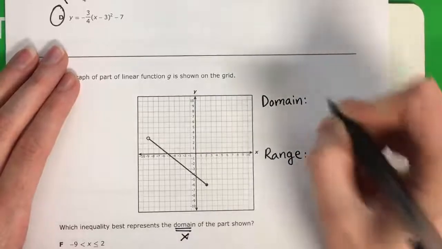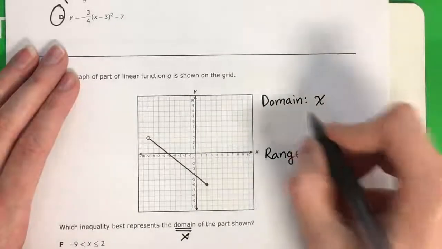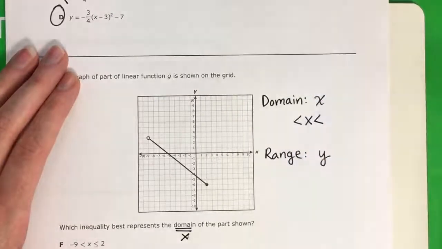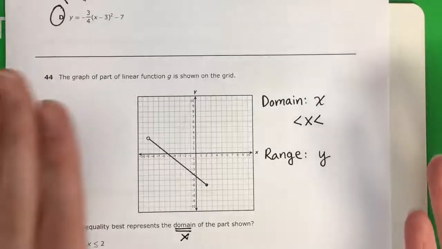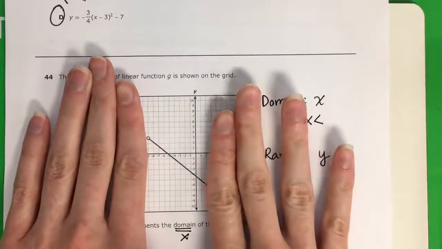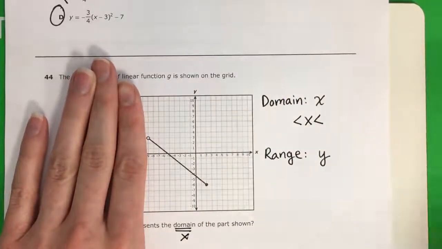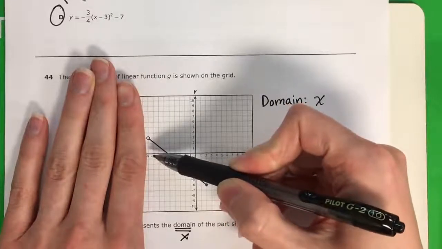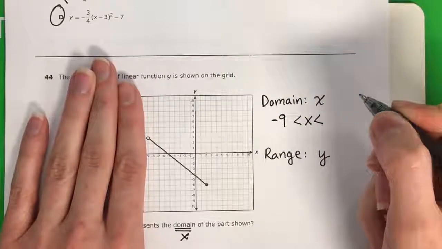Okay, so just as a reminder, domain is x and range is y. How you always start is you always put x and less than and less than. X is left and right, so I'm going to put one hand on the left and one hand on the right. Now left is small, so I'm going to start with the left. What number is my left hand touching? It's touching -9. So I'm going to put -9 on the left here.